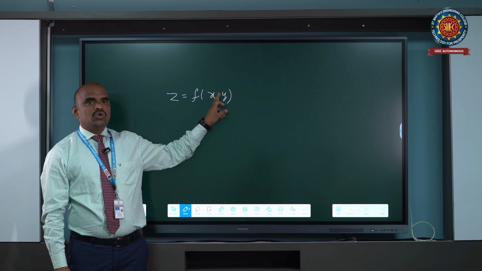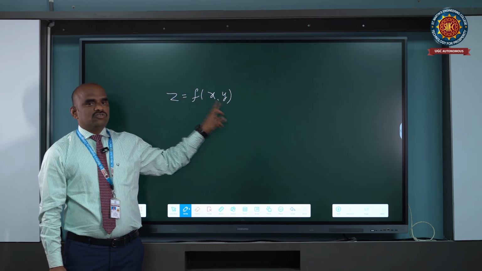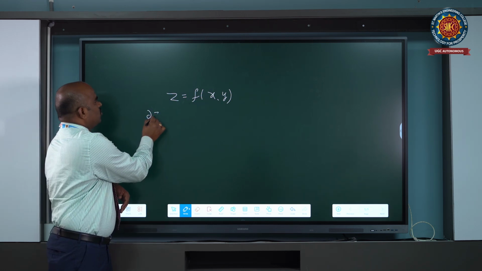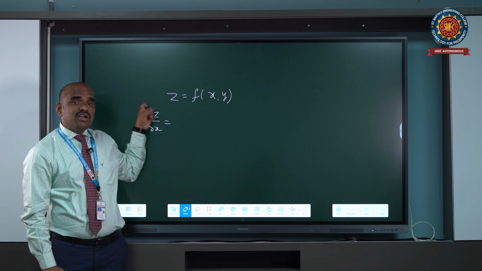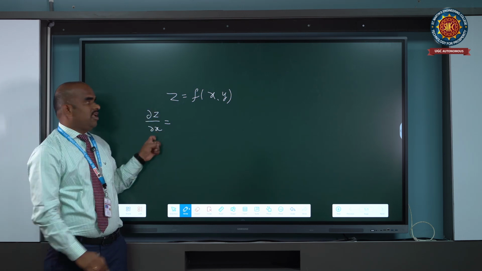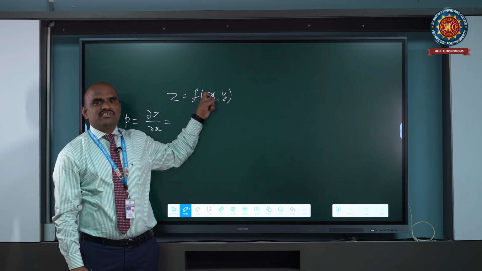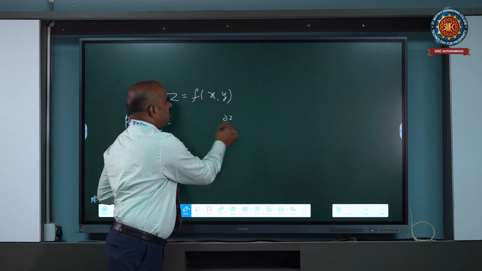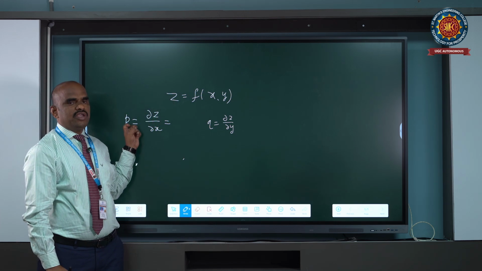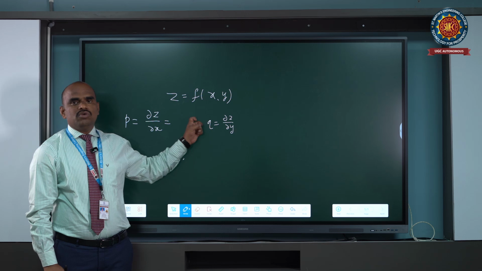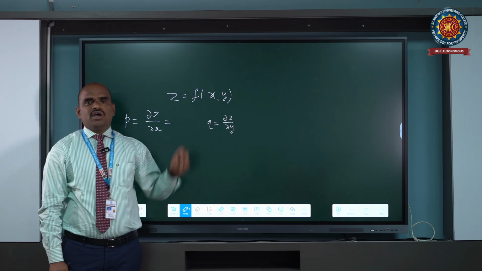Here x, y are two independent variables, so the derivative of z with respect to x, y will exist. The derivative of z with respect to x, dou z by dou x, is called the partial derivative of z with respect to x. It is denoted by small letter p, and the partial derivative of z with respect to y, dou z by dou y, is denoted by small letter q. These two, p and q, are called first order partial derivatives of z with respect to x, y.